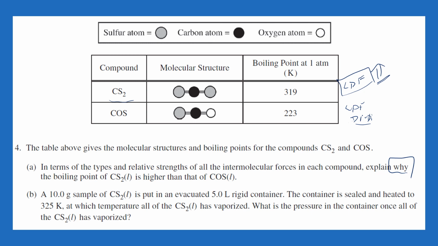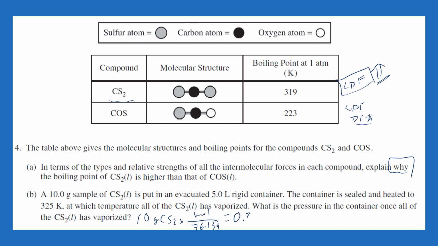And then for part B, we have a 10-gram sample of CS2 put in an evacuated 5-liter rigid container. It's sealed and heated, at which temperature it's all vaporized. What is the pressure in the container? So this is a PV=nRT question. We need to change grams to moles. So first you would take the 10 grams of the CS2 and use the molar mass, which is 76.13, and find the moles of that.